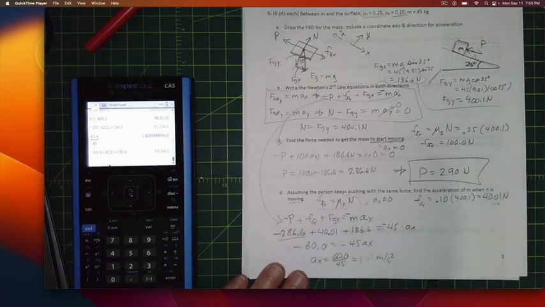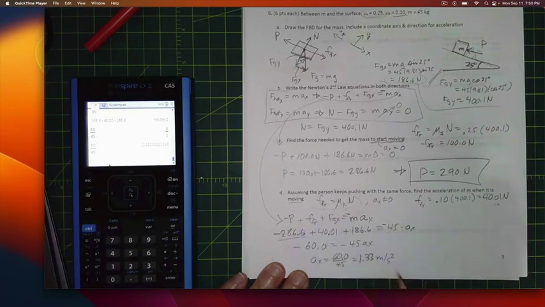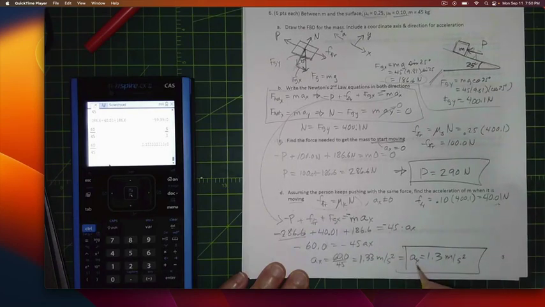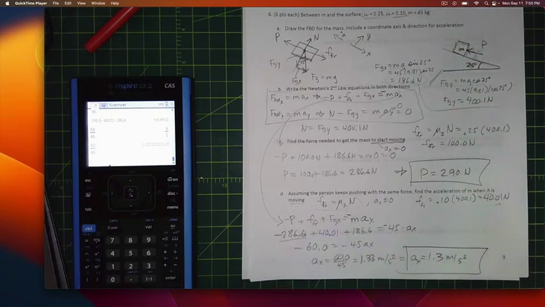And so then if I get 60 divided by 45, 1.333 meters per second squared, which agrees more with what I had before. 2 sig figs, 1.3 meters per second squared. That's a or ax. Alright, sorry it was off the screen there. Hopefully you can catch up with that.